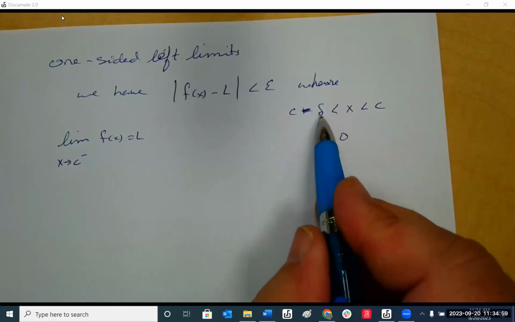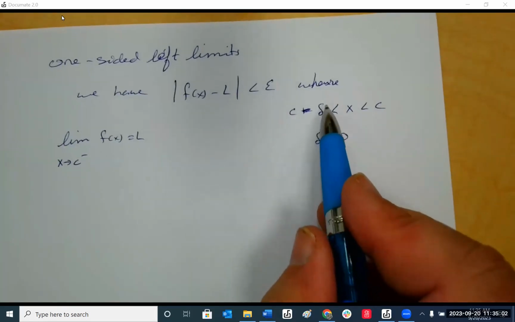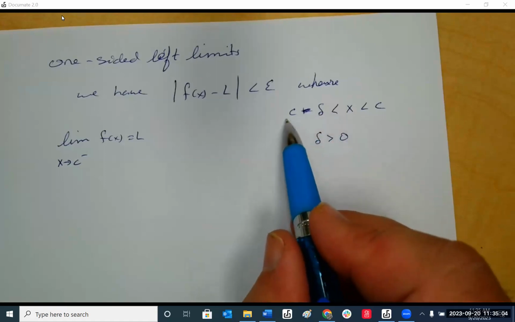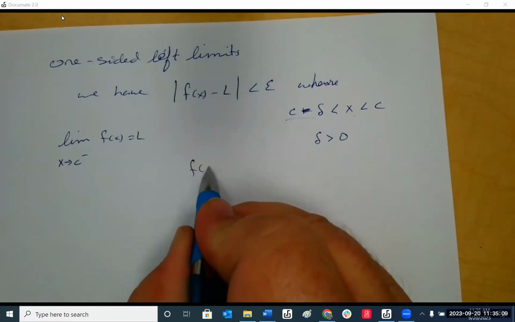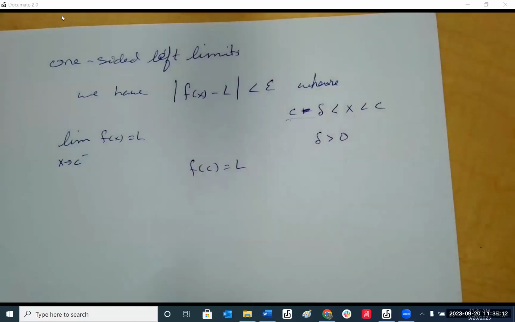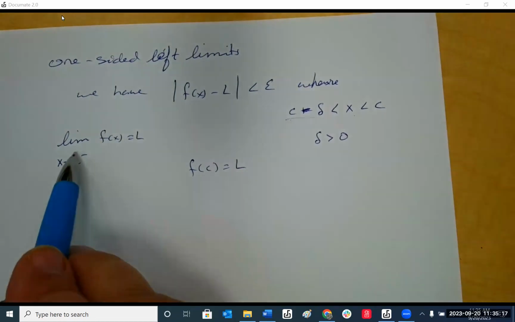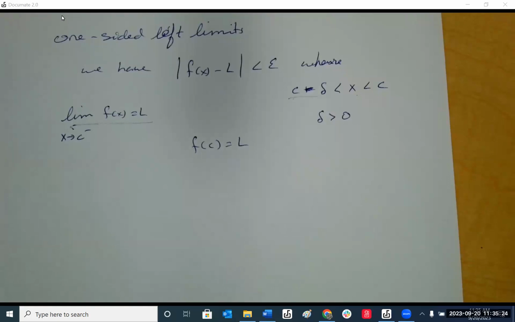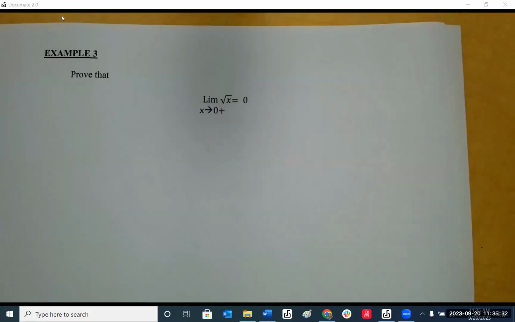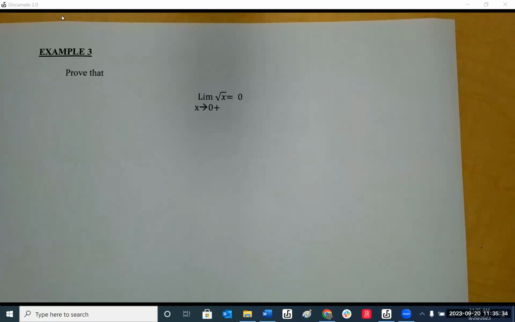So again, the smaller delta becomes, the closer c and x become the same value. And once x and c are the same value, then f(c) equals our limit L, which is by definition what our whole function is about. That is, again, what we're trying to prove here. So let's look at our third example. Try to prove this one.